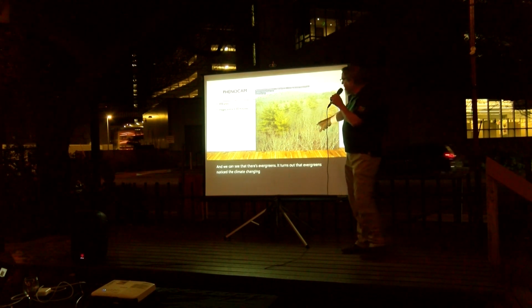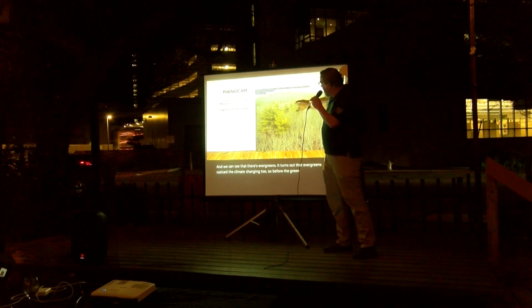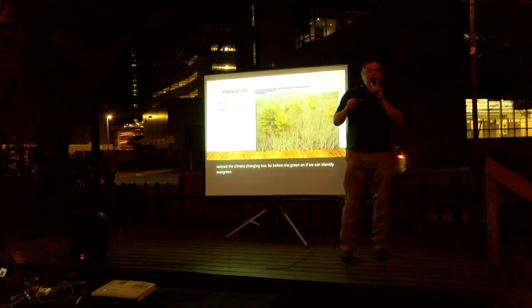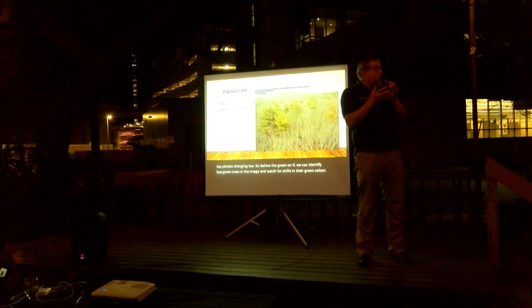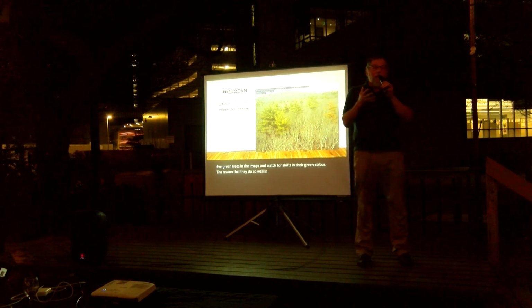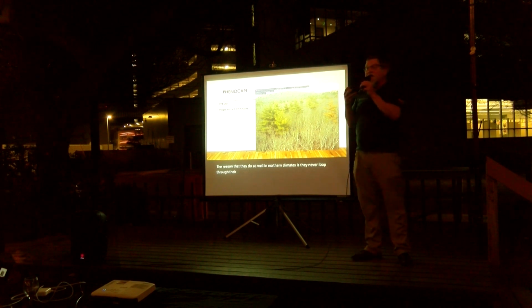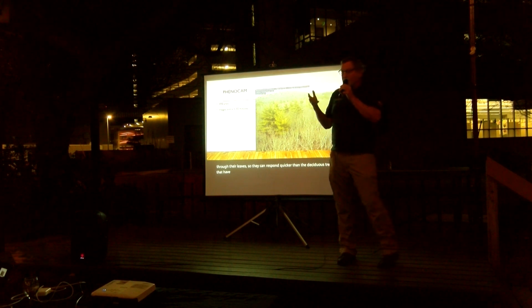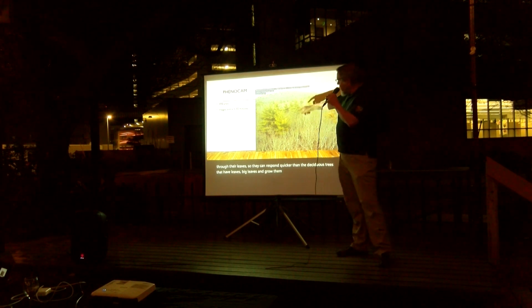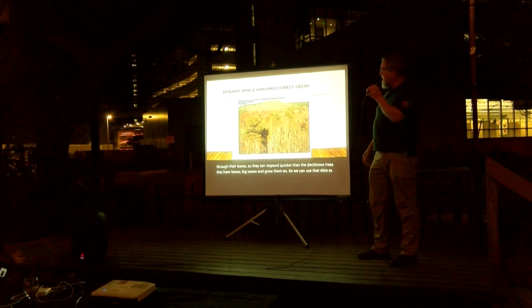So before the green comes on, if we can identify the evergreen trees in the image and watch for shifts in their green color, the reason that they do so well in northern climates is they never lose their leaves, so they can respond quicker than the deciduous trees that have to grow big leaves on. So we can use that data as well. So if you move ahead a slide.